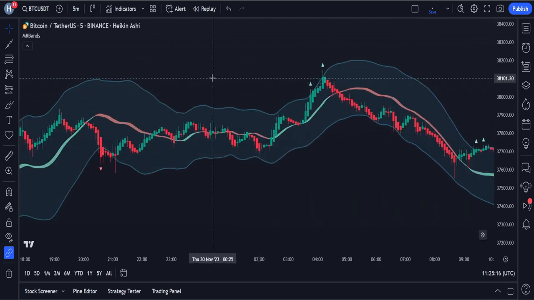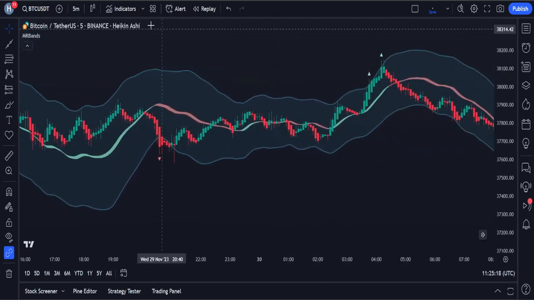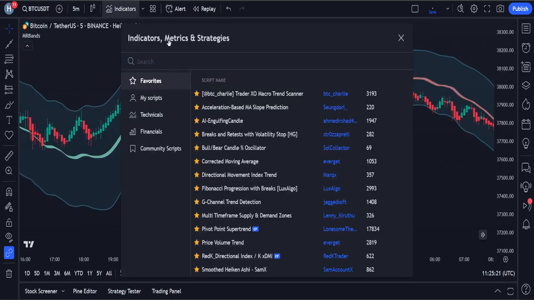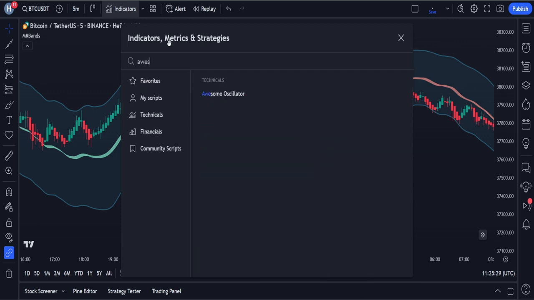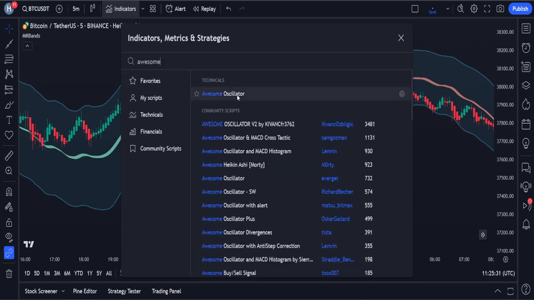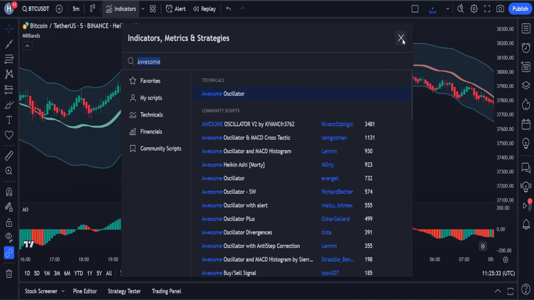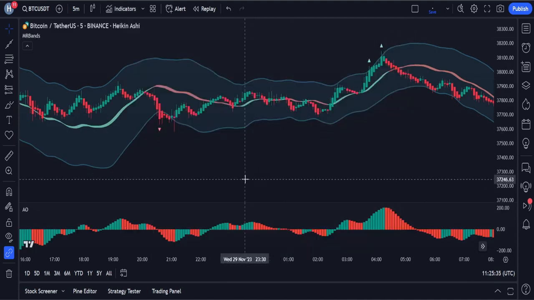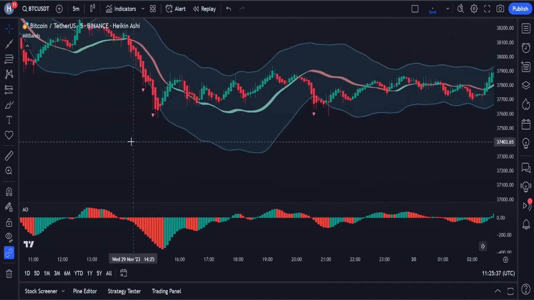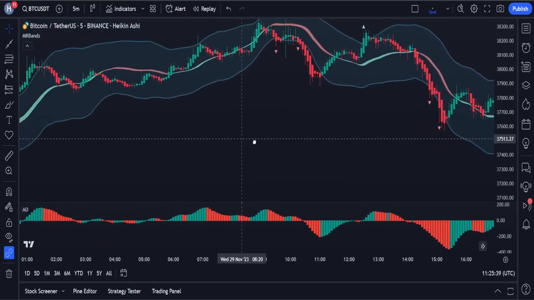So to complete our strategy, we will need to add another indicator to the chart. So we will open the Indicators tab again and search for Awesome Oscillator. After that, add this one, which is created by TradingView. Now our chart is completely prepared. So let's go through the rules for entering a buy and sell trade using this strategy.